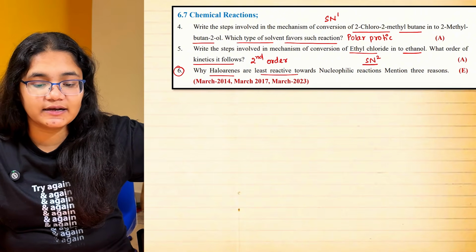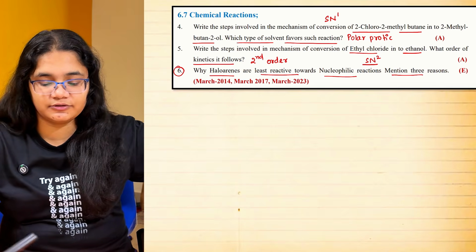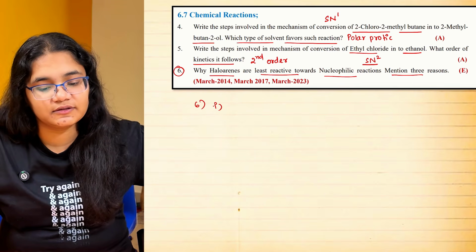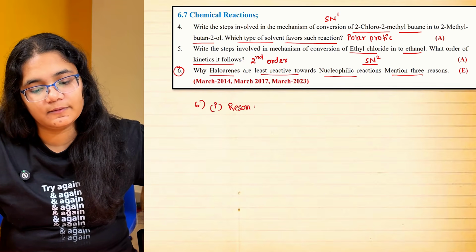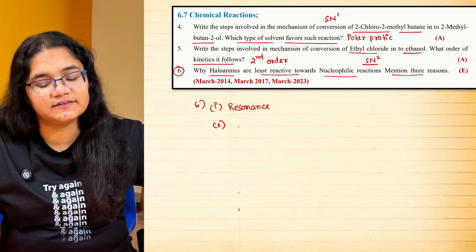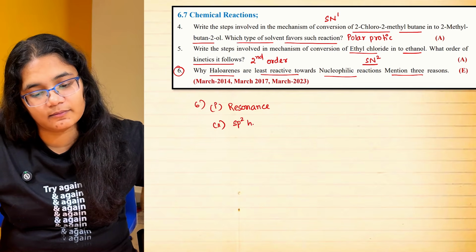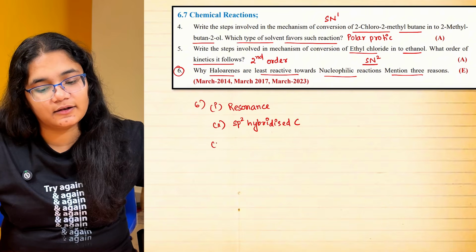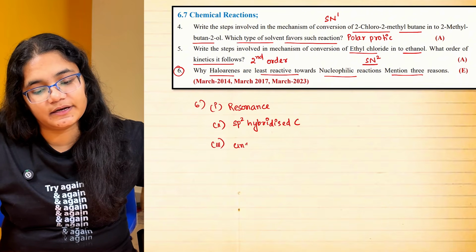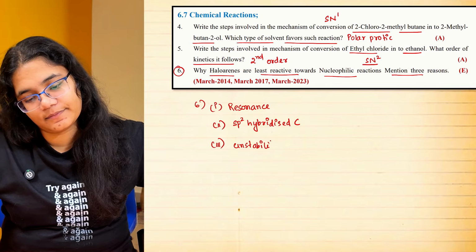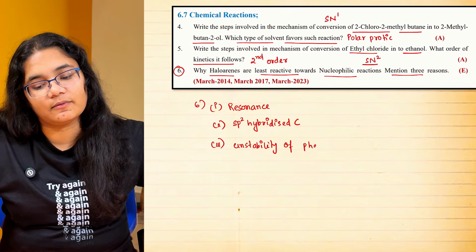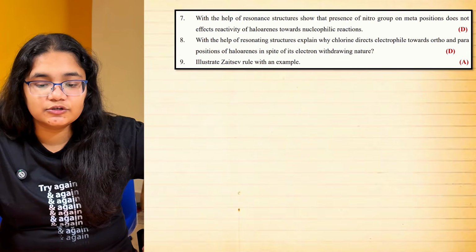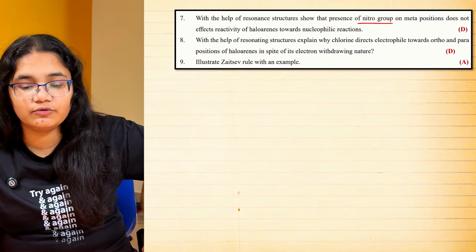Next, why are haloarenes less reactive towards nucleophilic substitution? Mention 3 reasons. This also we have discussed in the starting of the question. Here, sixth one, important question. The first reason is the resonance, right? The second reason is your sp2 hybridized carbon. Okay, and the third reason is your instability of phenyl carbocation.